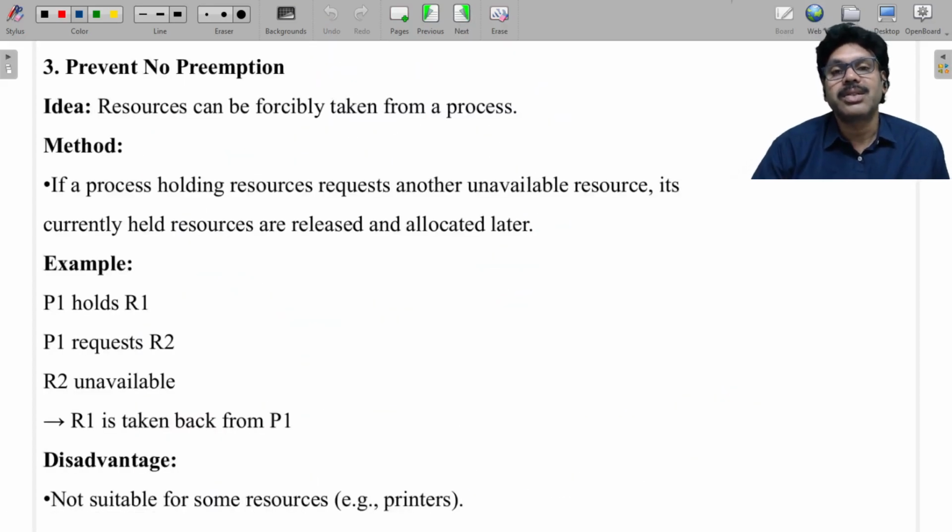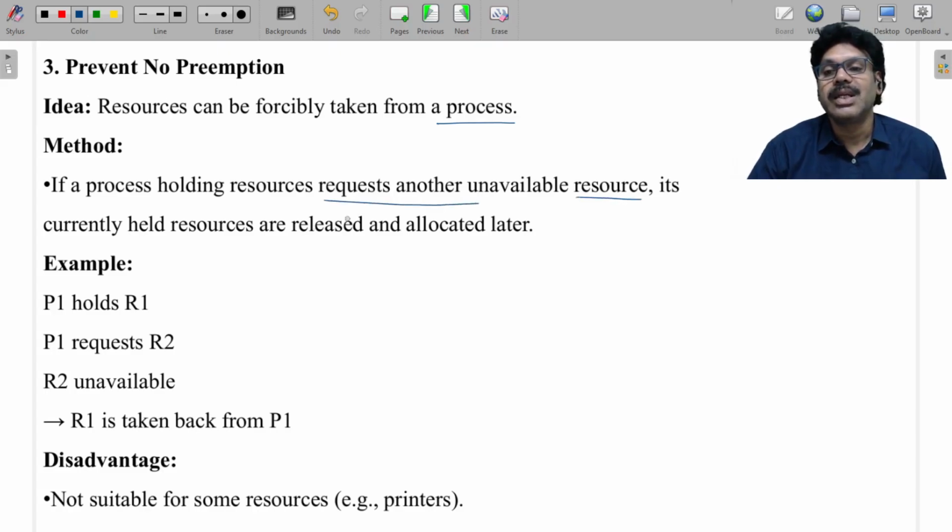So, the third characteristic we want to dissatisfy is no preemption. We want to write it in the form of preemption to dissatisfy no preemption. So, preempt the resource. The resource can be forcefully taken from a process. If a process holding a resource requests another unavailable resource that is currently held, the resources are released and allocated later.